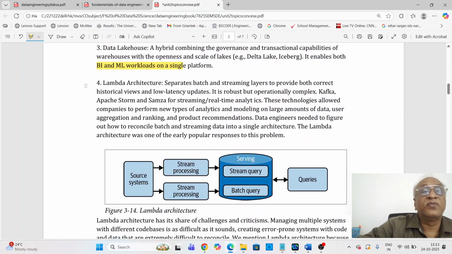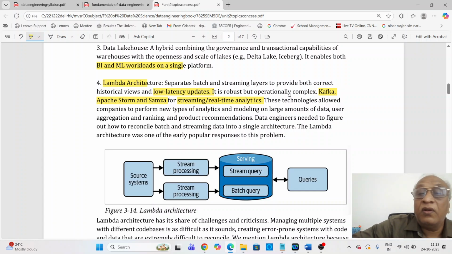There's a lot of talk about Lambda architecture. So what happened is, this is used for streaming. This is used for real-time analytics. And during that time, Kafka, Apache Storm, and Samza also evolved. And Lambda architecture, what it does is it separates the batch and streaming layers, and it provides low latency updates as well as historical views.